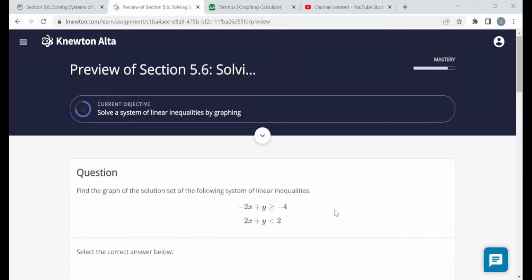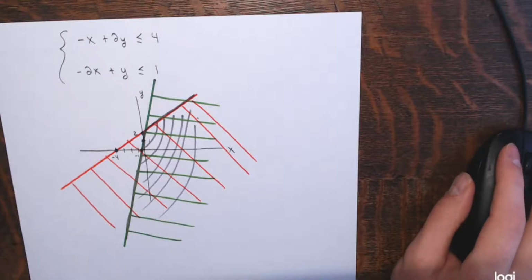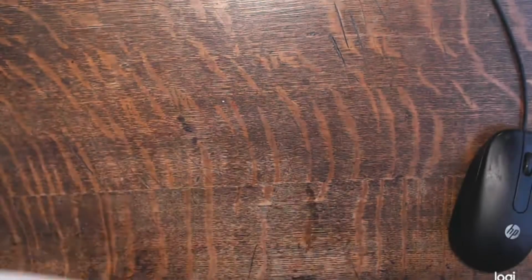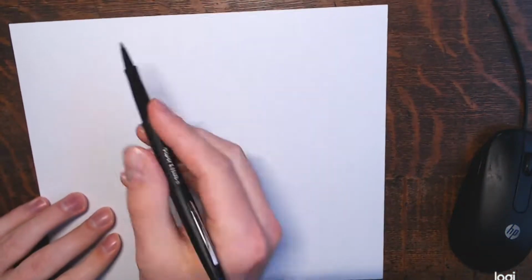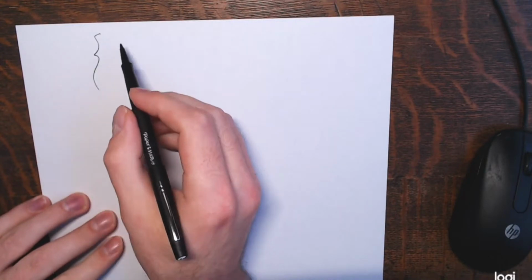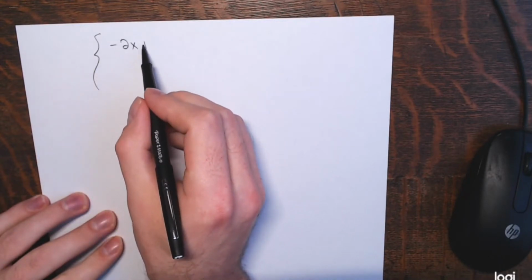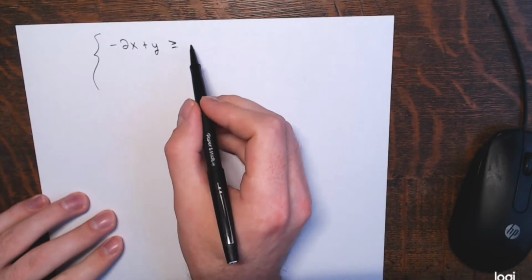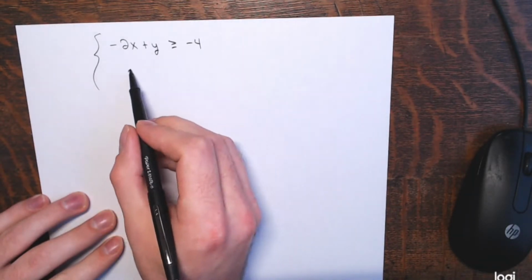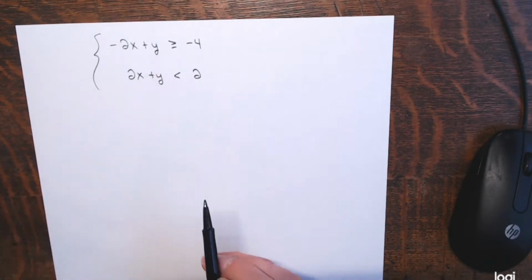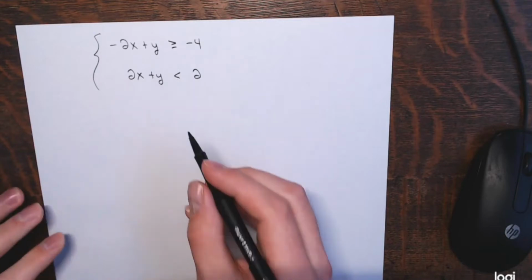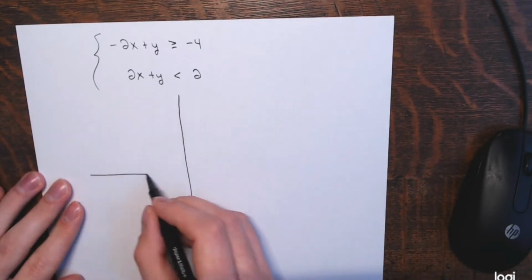Alright, and then one more like this. So again, I'll draw it out. The system we're given here is negative 2x plus y is greater than or equal to negative 4, and 2x plus y is less than 2, right? So one boundary line will be solid, the other boundary line will be dashed. In a rough sketch here.